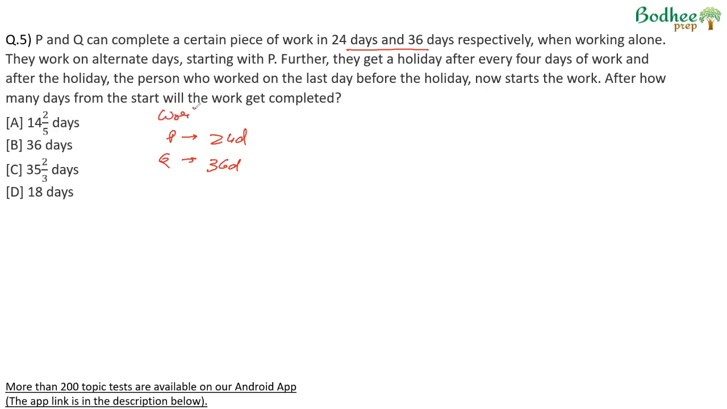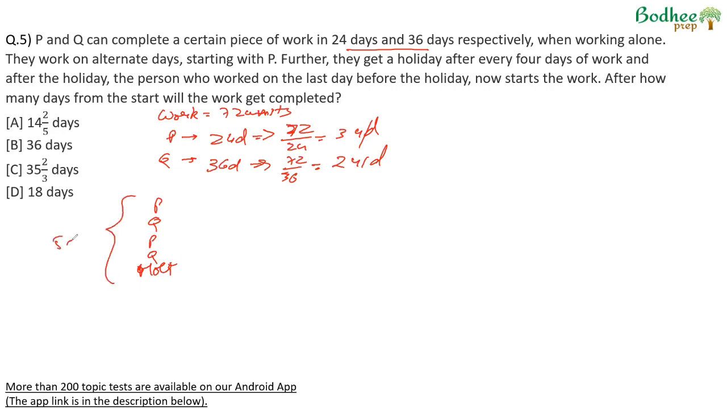Let work be 72 units, a multiple of 24 and 36, which means P does 72 units in 24 days, so 3 units per day, whereas Q will be 72 by 36 efficiency, that is 2 units per day. Now, when they start working, first P and Q will work, and then there will be a holiday. So in the first 5 days, the amount of work that will be done will be 3, 2, 3, 2, which is 10 units.